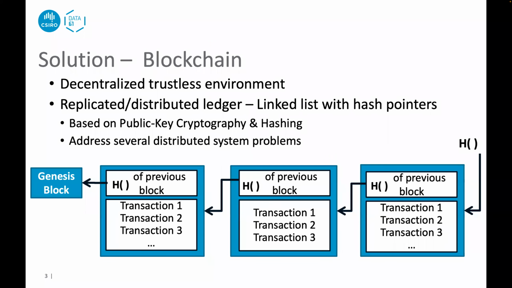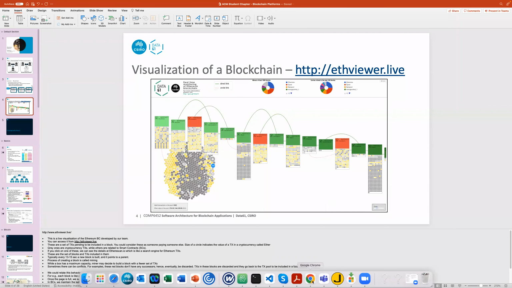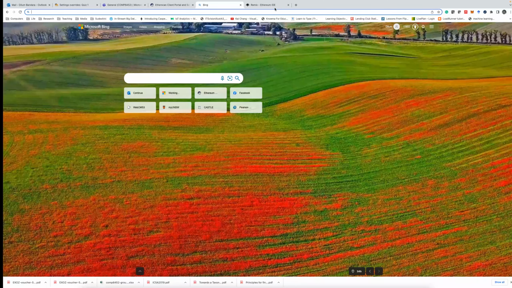So it's essentially what is called a replicated and distributed ledger. From a simple data structures and algorithms point of view, we could look at this like a massive linked list. There are a couple of technologies behind this, things like cryptography and hashing, which I'll go through in a single slide introduction. But before going into any of these technical details, let me take you to a website called ETHweaver, which was developed by our team, which I currently maintain.